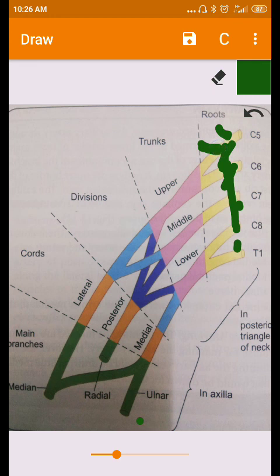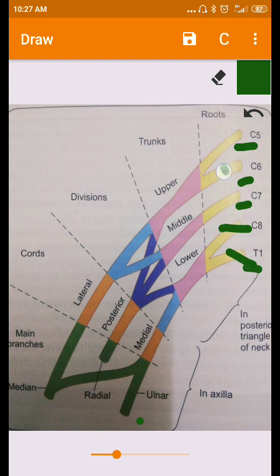And there are some other branches which are coming from the root level, or the C5, C6, C7. All these three unite to give a branch called long thoracic nerve of Bell. It is also called nerve to serratus anterior. And also all these roots are giving nerve supply individually like this: C5, C6, C7, C8 and T1.